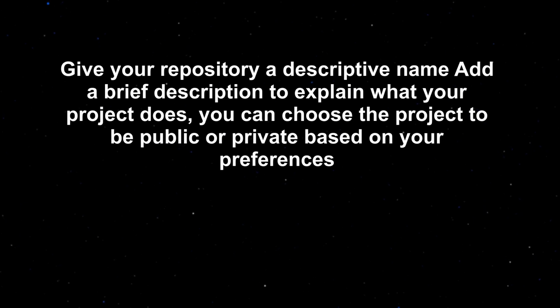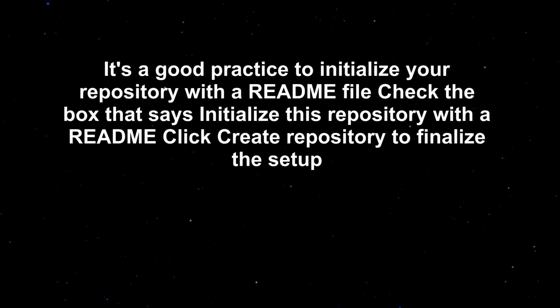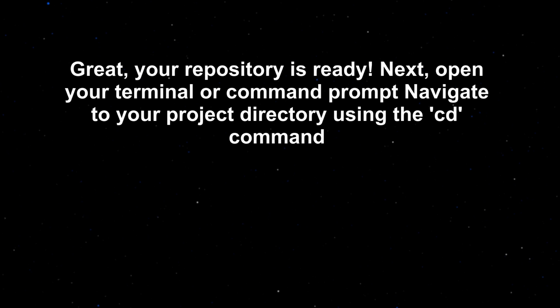Give your repository a descriptive name and add a brief description to explain what your project does. You can choose the project to be public or private based on your preferences. It's a good practice to initialize your repository with a README file. Check the box that says Initialize this repository with a README. Click Create Repository to finalize the setup. Great, your repository is ready.